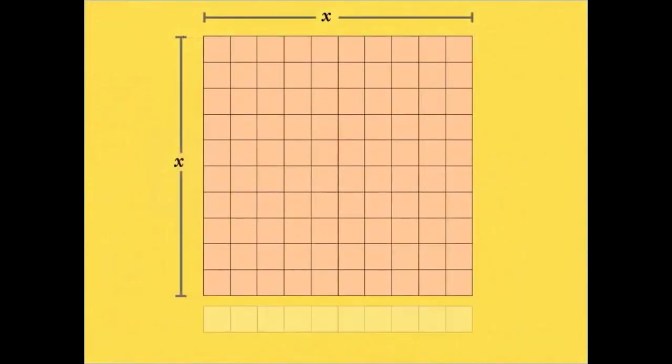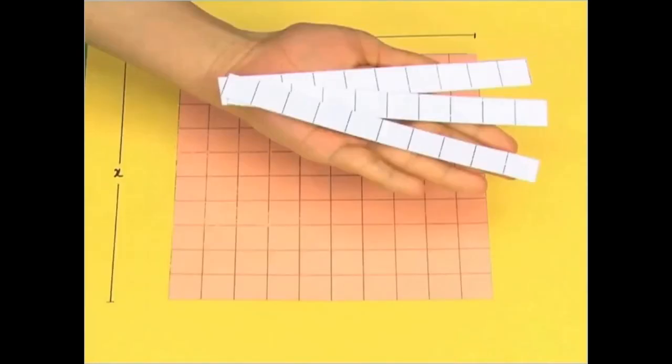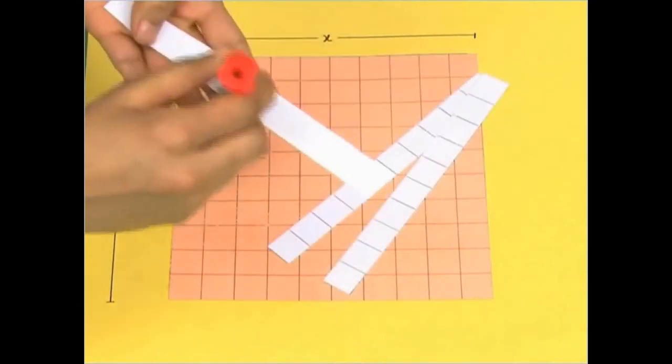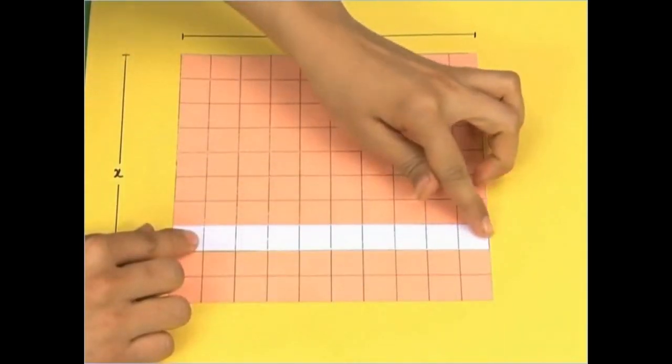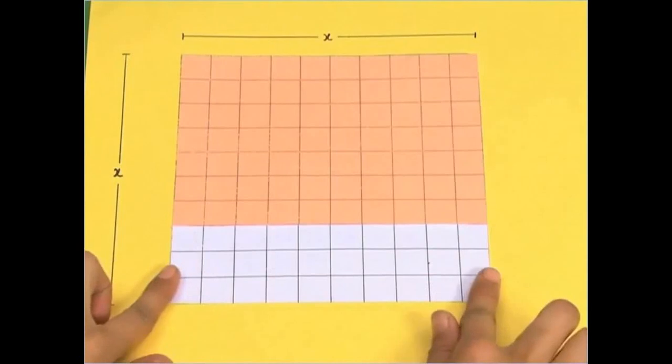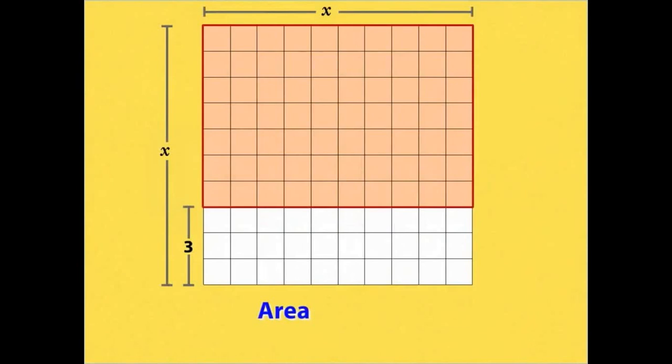This indicates that each rectangular strip has the dimensions x by 1. Also, the area of each rectangular strip is x. Now take the 3 white rectangular strips to represent 3x and paste them on the square grid as shown. Now the orange area represents x square minus 3x.